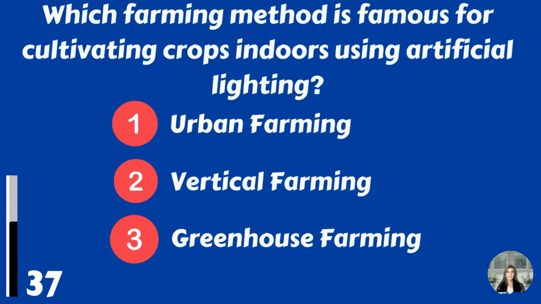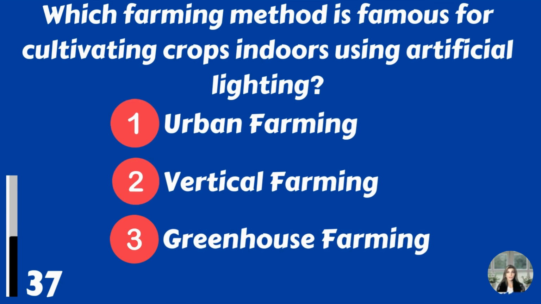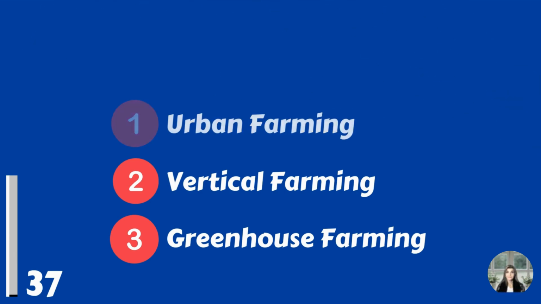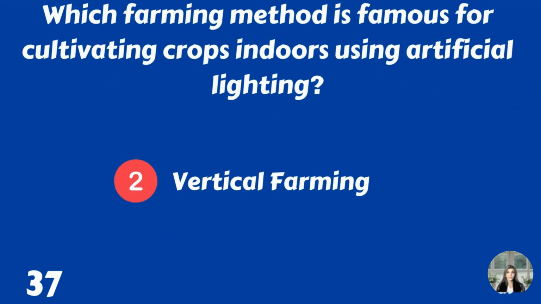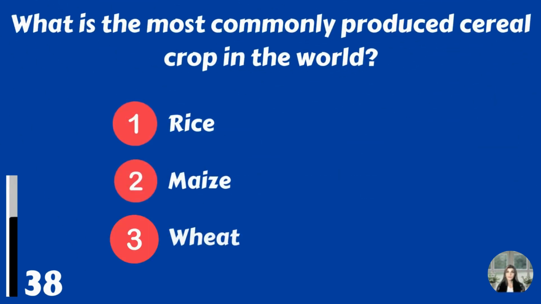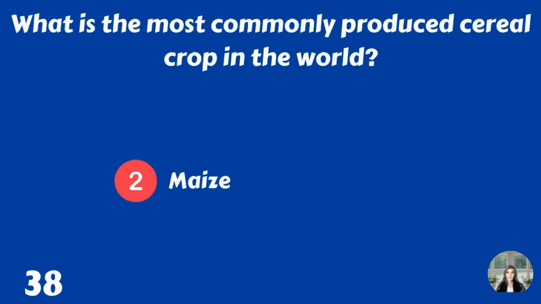Which farming method is famous for cultivating crops indoors using artificial lighting? Urban, vertical, or greenhouse? Vertical farming. What is the most commonly produced cereal crop in the world? Rice, maize, or wheat? Maize.